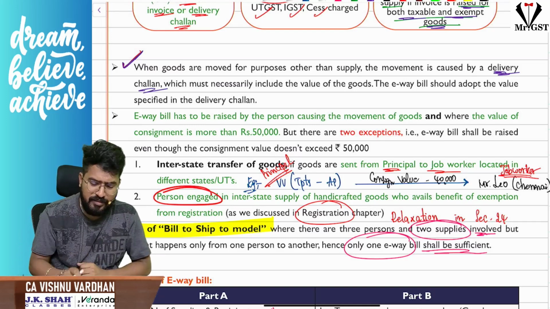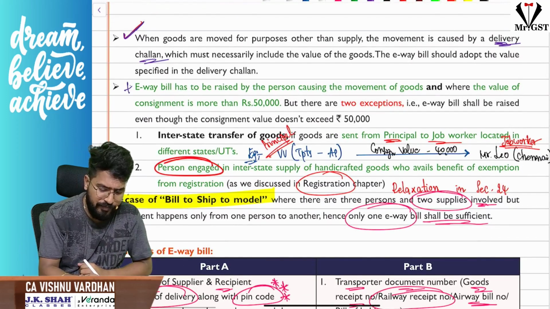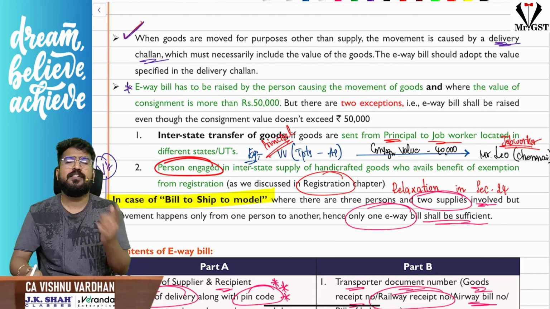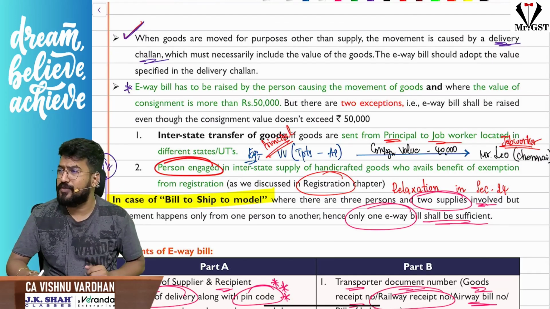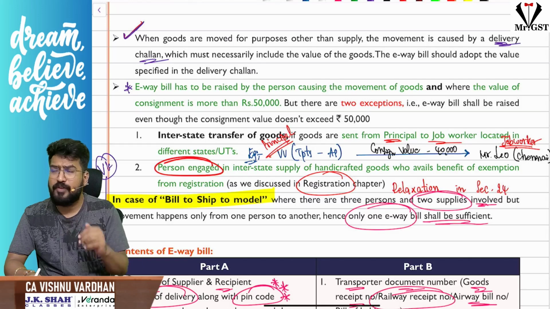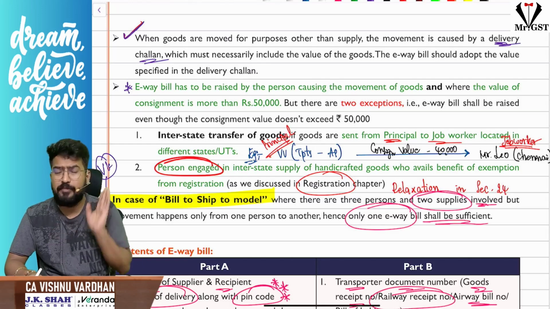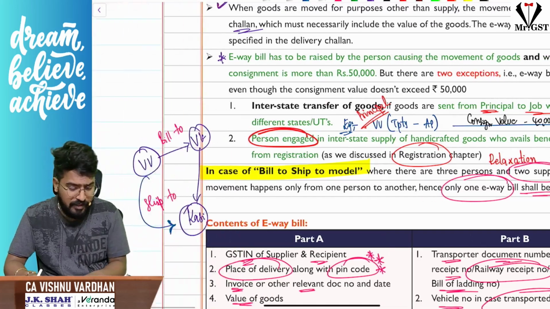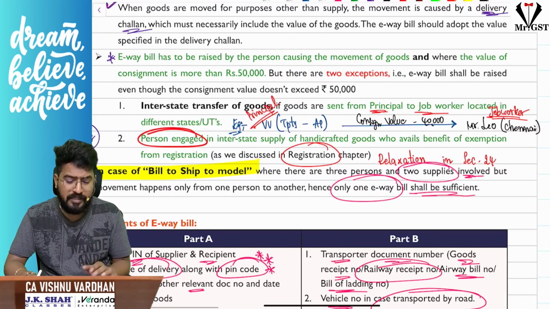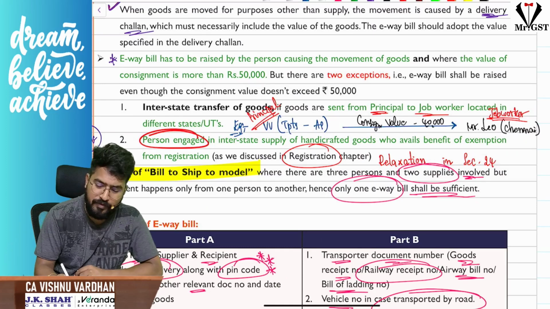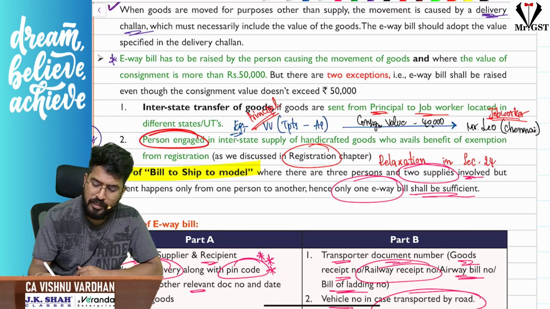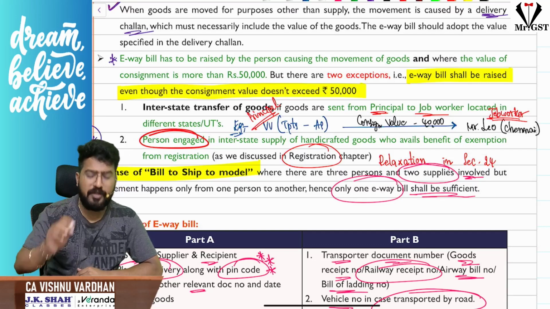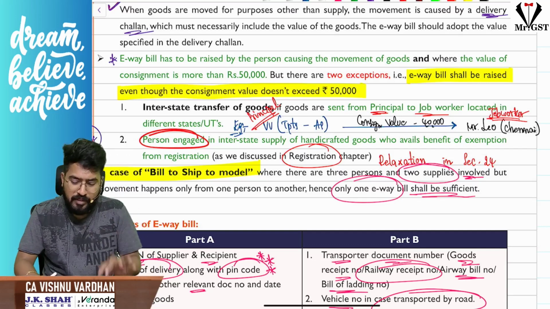Next, this is an important one. As we have already seen, the E-Way bill will come into picture only when the consignment value is exceeding 50,000. But in two cases, even though the consignment value is not exceeding 50,000, the E-Way bill will come into picture. So what are the two cases? That means the E-Way bill is mandatory even though the value of supply does not exceed 50,000.